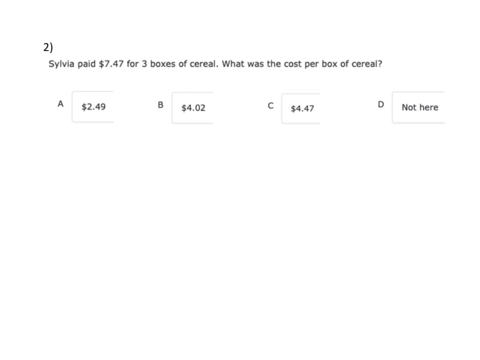Number 2 says Sylvia paid $7.47 for 3 boxes of cereal. What was the cost per box of cereal? So when we have this, we're looking for unit rate. When we find unit rate, all we need to do is divide the two numbers. Typically, your money goes on the inside of your division problem. So 3 goes into 7 twice, and that's 6. Have 1 left over, bring down the 4.